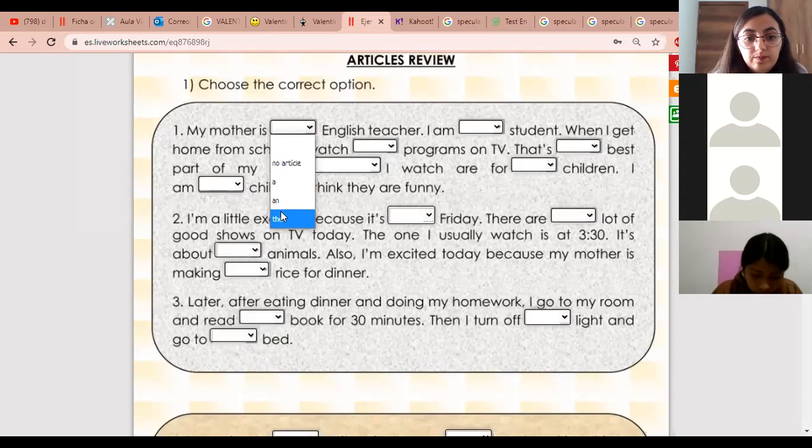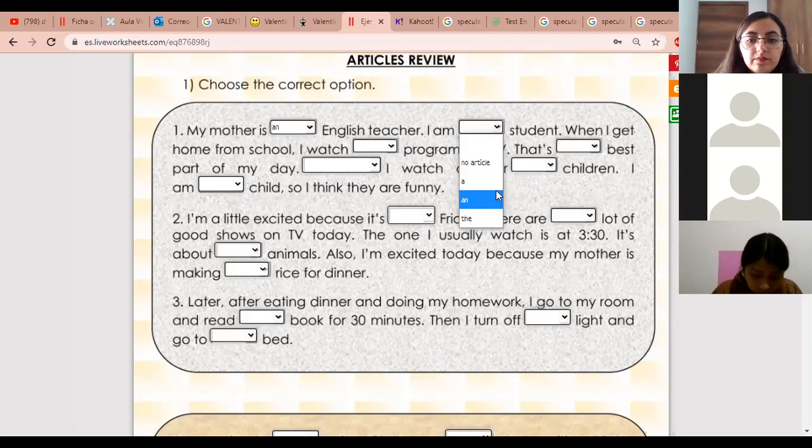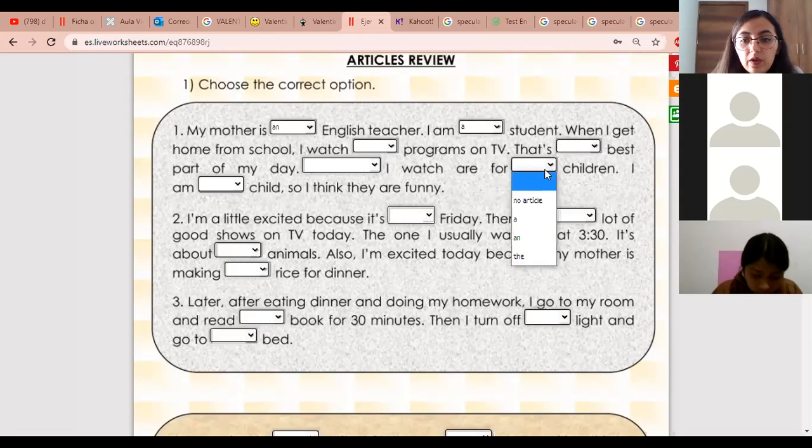An. My mother is an English teacher, right? Mi mamá es una profesora de inglés. I am. También estamos hablando de una profesión, ¿no es cierto? En este caso, I am a student, right? And you're going to keep on completing the rest of these blank spaces with the right option. You have no article, a or an, and the.